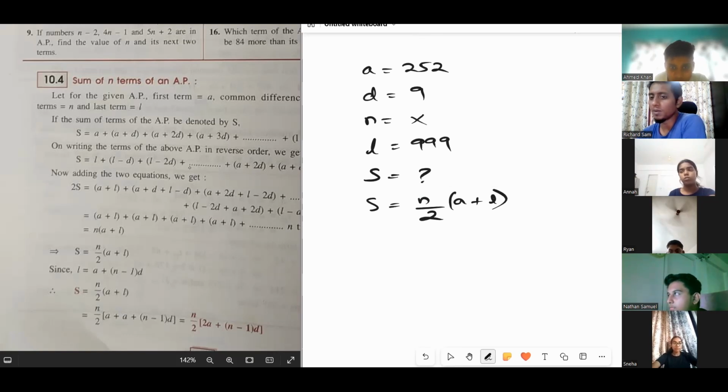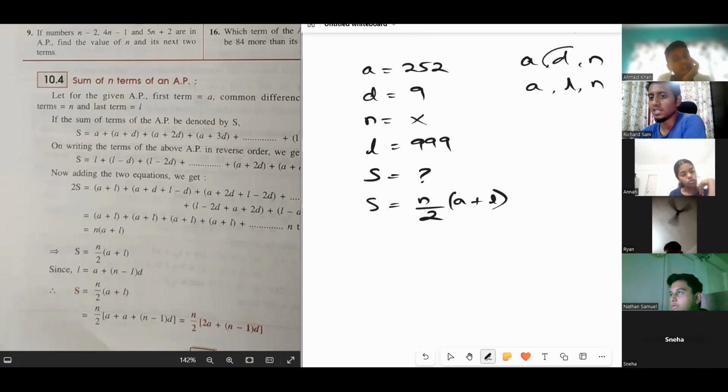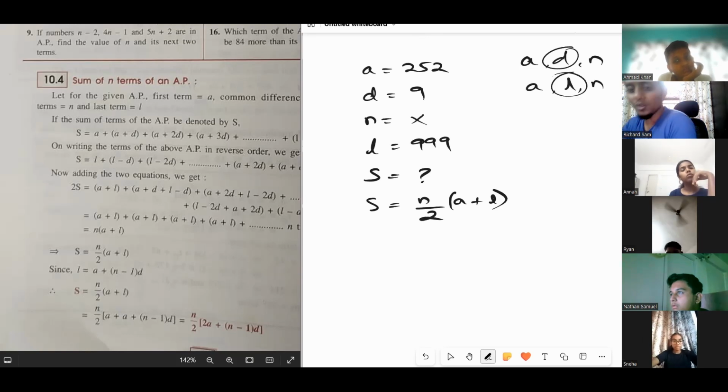In the first sum formula, what all do we need? A, D, and N. In the second sum formula, what all do we need? A, L, and N. Right, so only the D was replaced with L. Now in this, we don't have N. See, both the formulas need N.